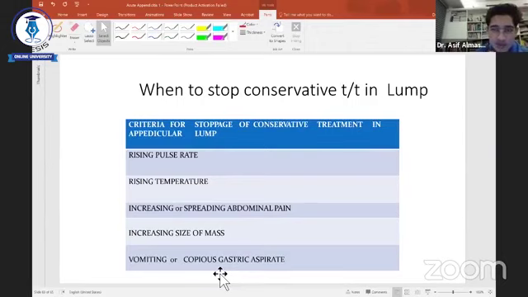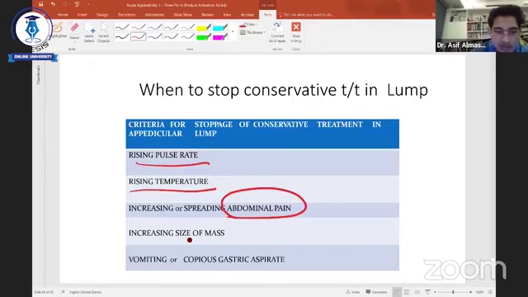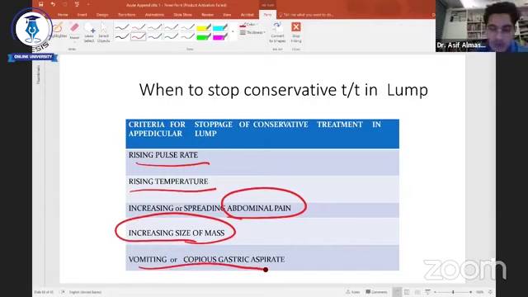Now, when will we stop the conservative treatment? If the patient is deteriorating. How will you understand the patient is deteriorating? The patient will complain of pain. There will be tachycardia. There will be pyrexia. Abdominal pain will increase. Size of the mass will increase, and other features like vomiting will continue. If the signs and symptoms are deteriorating, then you have to stop conservative treatment and go for surgical treatment.